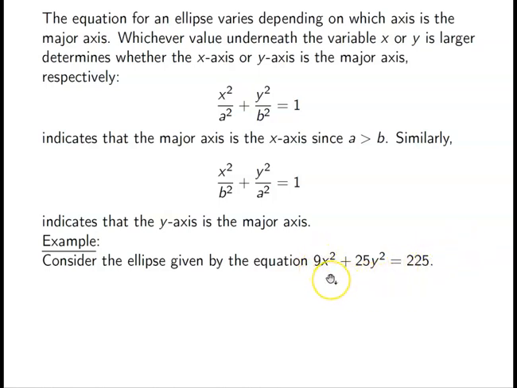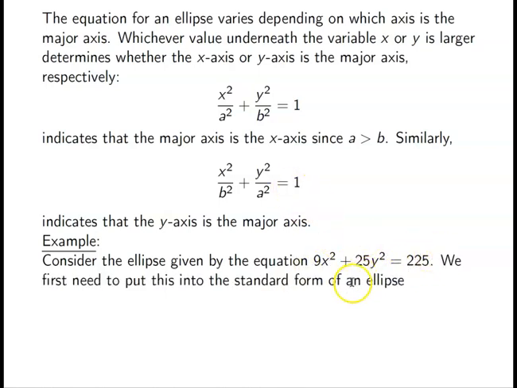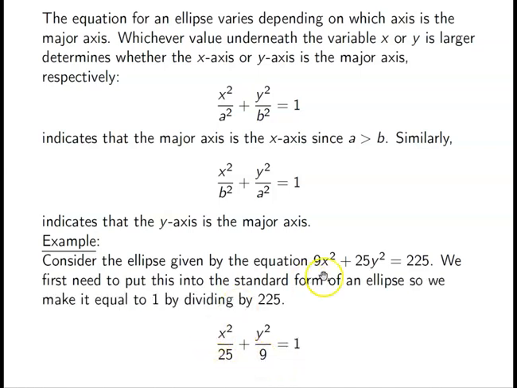So why wouldn't this be a circle? Remember, an ellipse is a circle that's been elongated and shortened along the different axes. To figure out what this is in standard form, I'm going to divide both sides by 225. That gives me x squared over 25 plus y squared over 9 equals 1. Now I'm in standard form. The bigger number is under x.